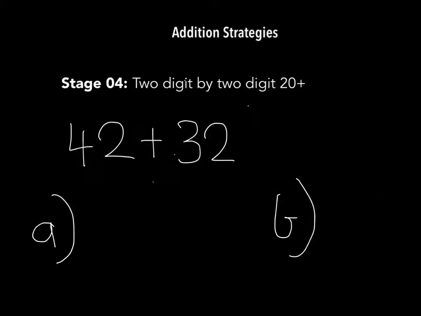And stage 4 addition strategies is looking at 2-digit by 2-digit addition, particularly looking at numbers over 20. So this again is a two-step process, and there's a couple of different ways you can do it, and you can decide which is more efficient for you. The first way again is to break up the numbers like we talked about before. So you might look at the ones column first and know that's 4. Then look at the tens column and go 40 plus 30, which makes 74.